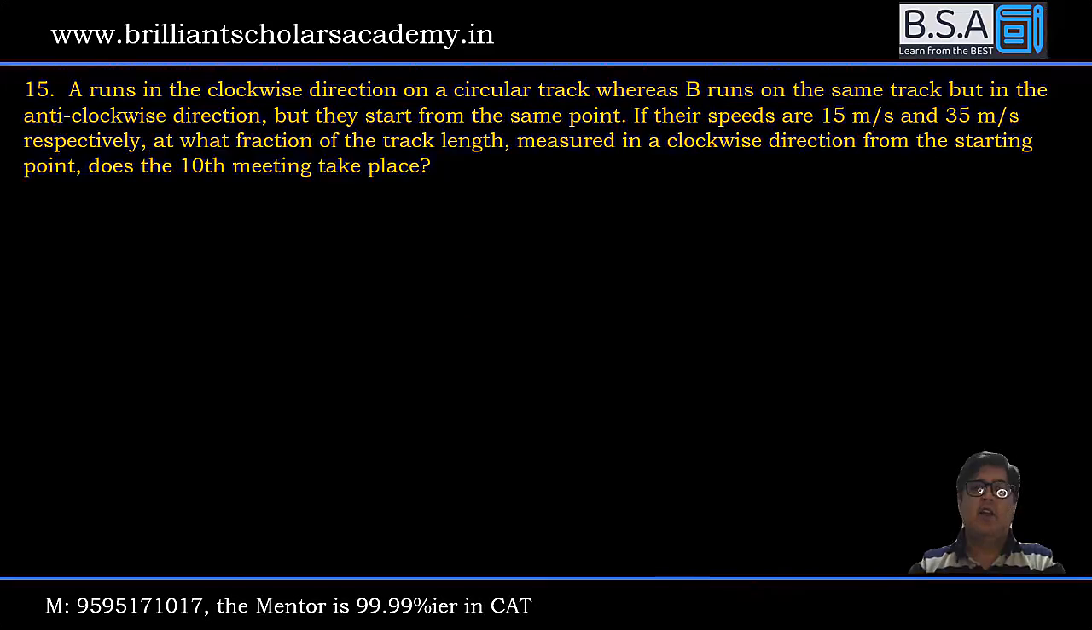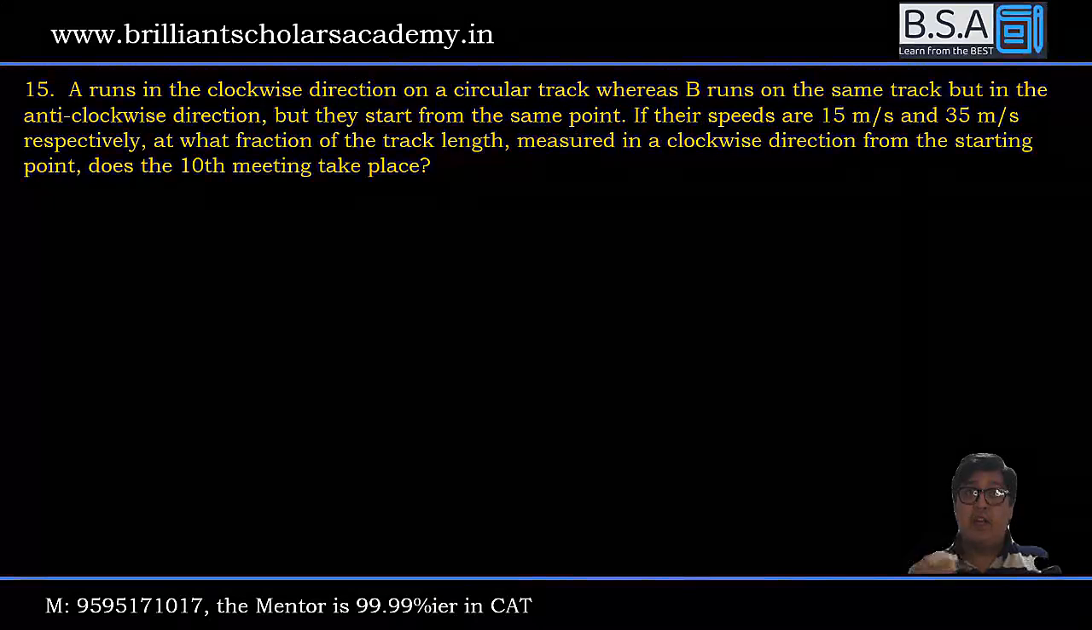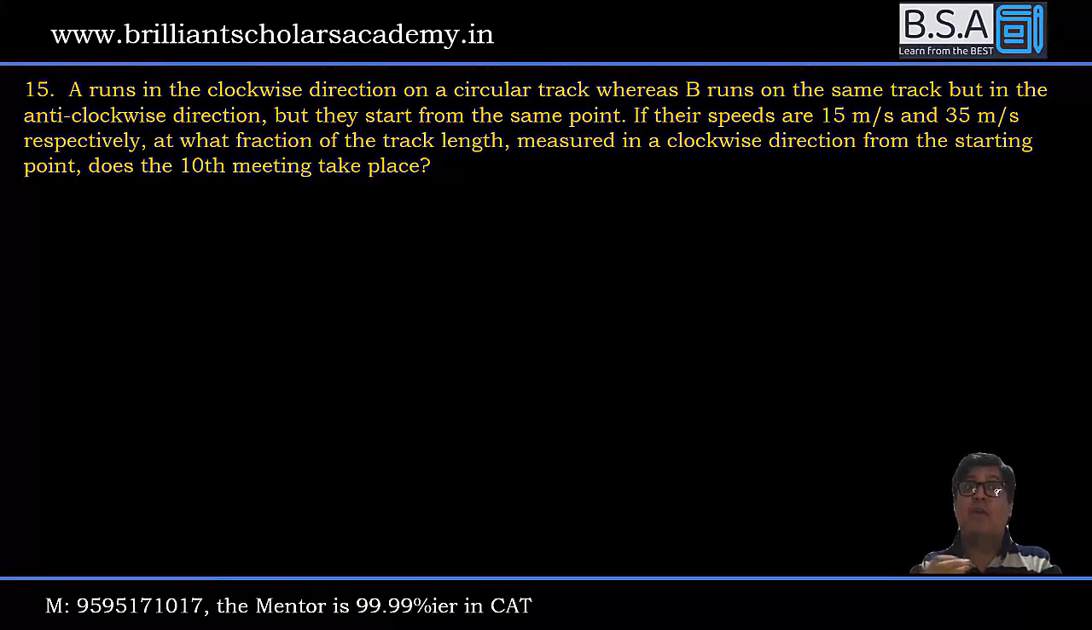A runs in clockwise direction on a circular track, whereas B runs on the same track but in anti-clockwise direction. But they start from the same point. If their speeds are 15 and 35 meter per second respectively, at, follow the language, at what fraction of the track length measured in clockwise direction from the starting point does the 10th meeting take place? 10th meeting.